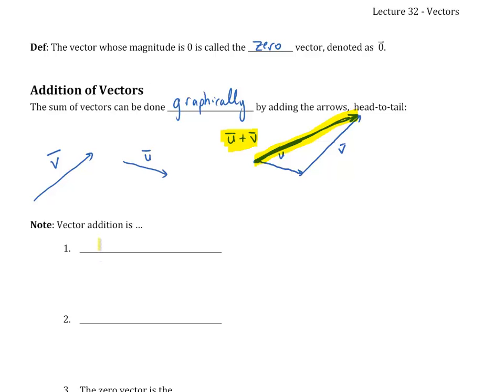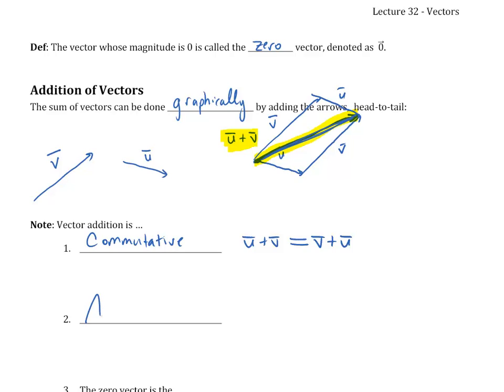Vector addition is commutative, which is the fancy mathematical word for saying it doesn't matter what order you add them in, you get the same thing either way. Right? And how can you tell that? Well, notice if I had gone u first and then v, or v first and then u, I still end up in the same place. So it's commutative.